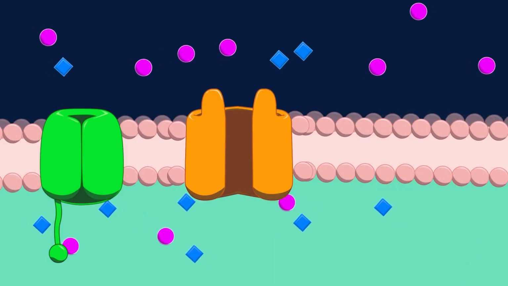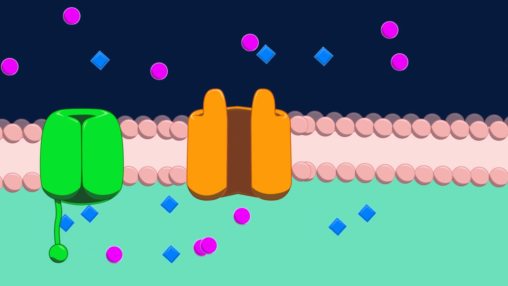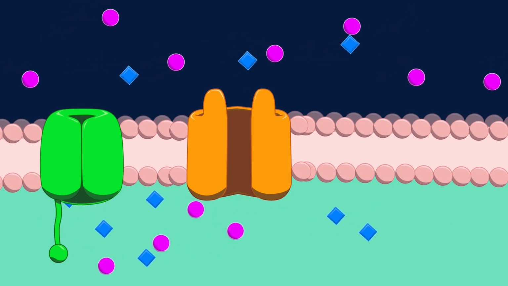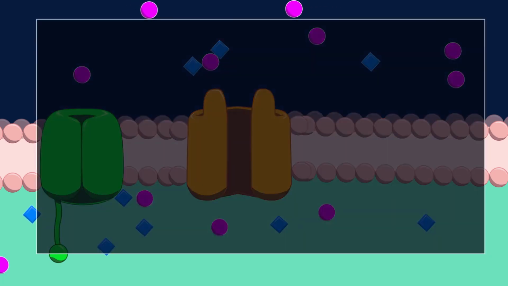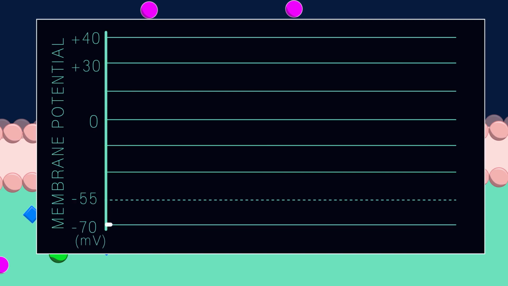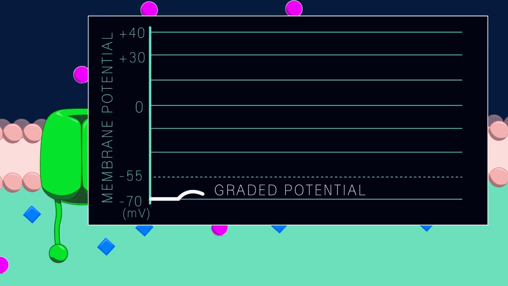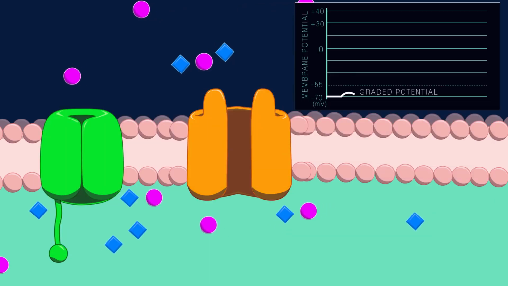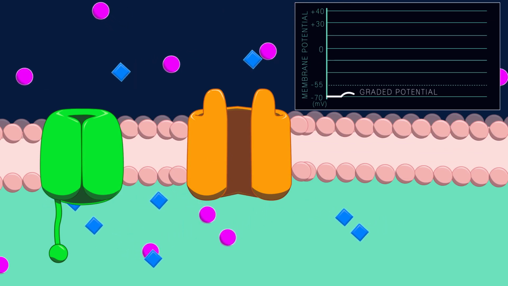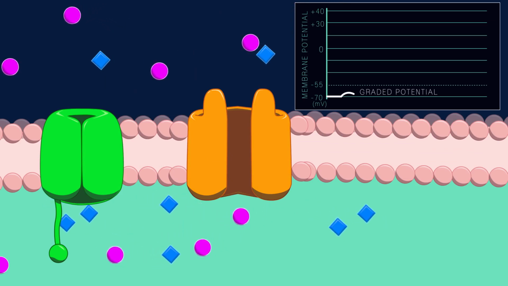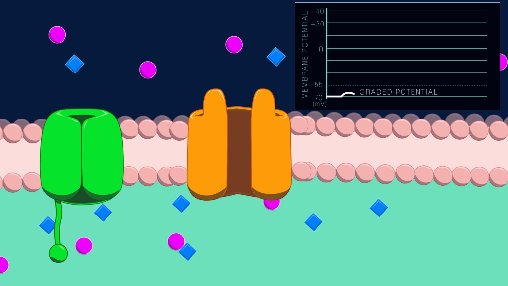As ions move through a channel and cross from one side of the cell membrane to the other, they cause the membrane potential of the cell to move away from its resting potential. If the resulting change in membrane potential is small, we call this a graded potential. Graded potentials can vary in size, can be either positive or negative, are transient, and typically do not result from the opening of voltage-gated ion channels.